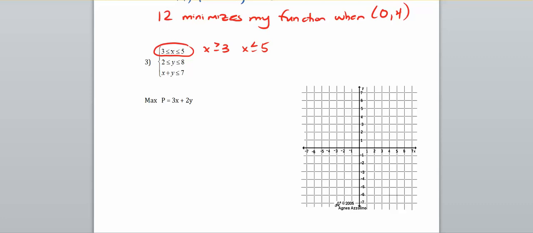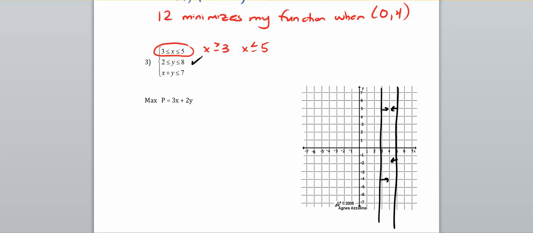But I like how it's written like this because it's going to tell me, hey, I'm in between those two vertical lines when I go ahead and do my shading. So let's start out doing vertical lines at 3 and at 5. And I know I'm going to be in between, less than that and greater than that. So less than 5 and greater than 3.